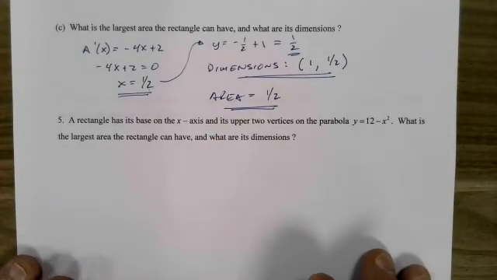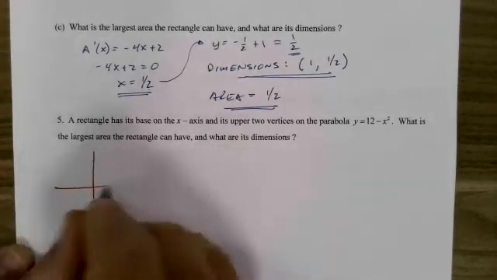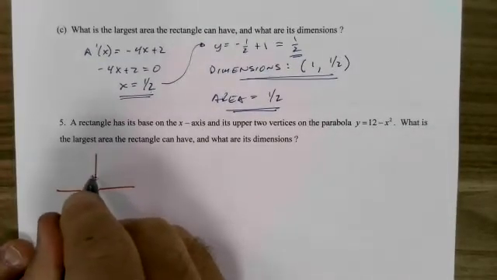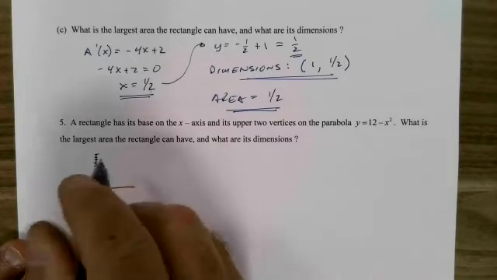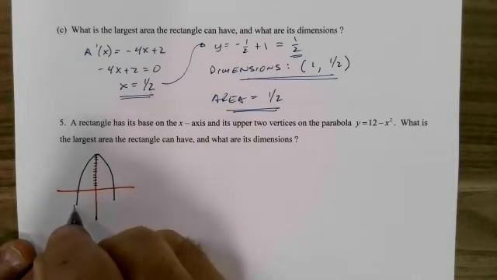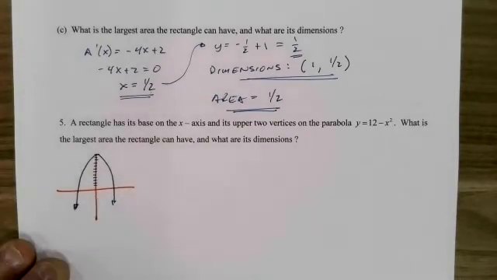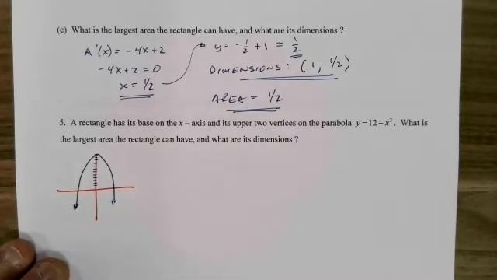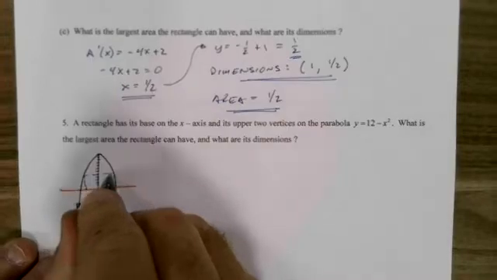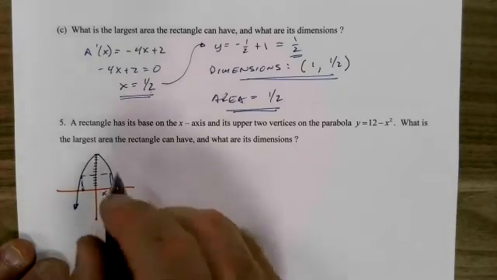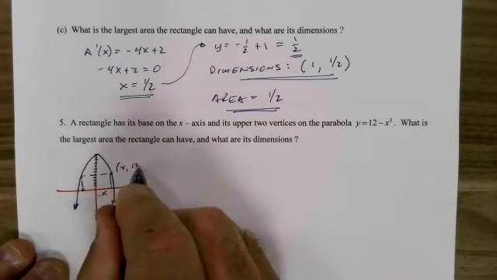Rectangle is based on the x-axis and upper parabola, this weird thing here, 12 minus x squared. I could find out where it hits the x-axis here, but I don't think I really need to know. Square root of 12, so like 2 root 3, whatever that is, but who cares? All right, so we got this thing going on again. X. And then this point is x comma 12 minus x squared.